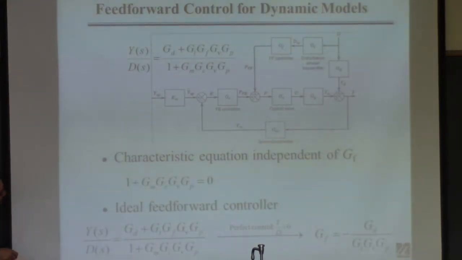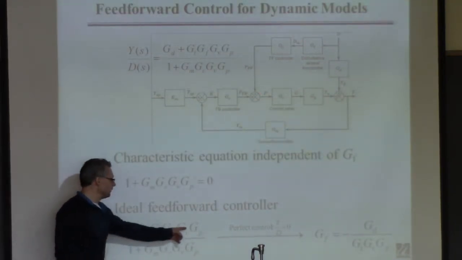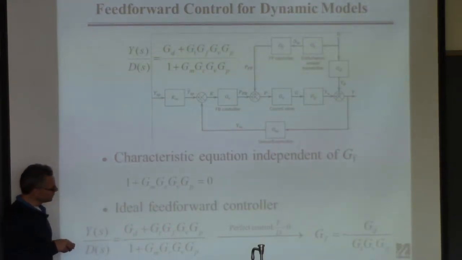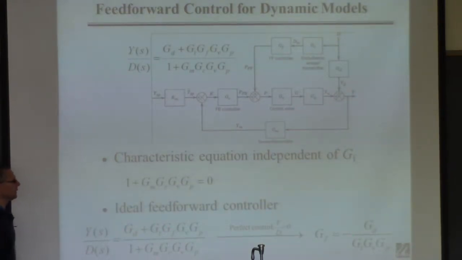And can you do that? Well, you can, because you could, in principle, solve for this feed-forward controller. That's what we're trying to design. Everything else here is specified. We're trying to design this feed-forward controller. So if you take this equation, numerator, set it equal to zero, solve for GF, you get that equation. Okay, that's called the ideal feed-forward controller.